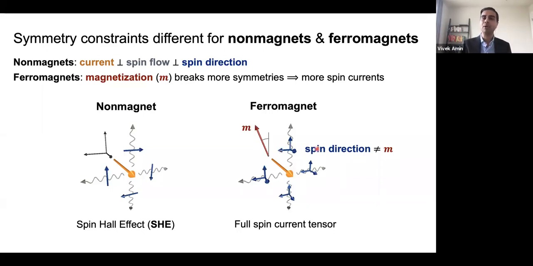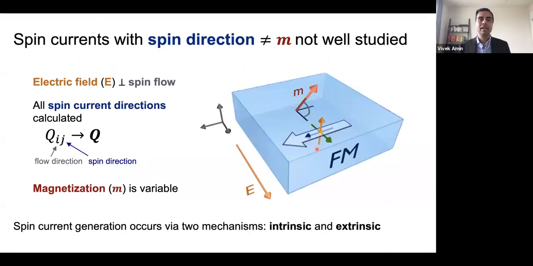The important point here is that the spin direction not being in the same direction as the magnetization means that a torque could eventually result. As it turns out, this type of spin current generation in bulk ferromagnets, where the spin direction is not aligned with the magnetization, wasn't very well studied previously.